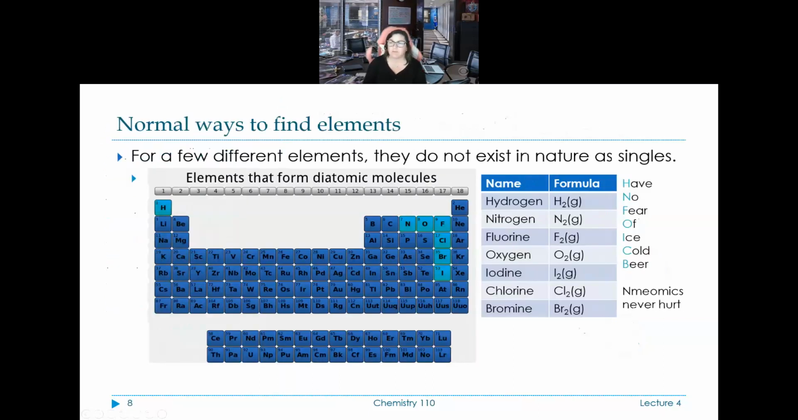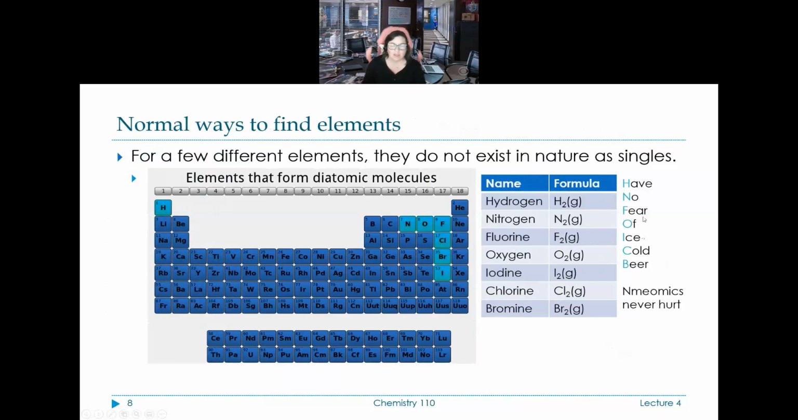Let's talk about this. We need to talk a little bit about how we normally find elements before we continue, because in order to write these balanced equations, we need to know what state some of these things are in. There are a couple of them we really need to know about: nitrogen, oxygen, fluorine, chlorine, bromine, and iodine. We can list them as hydrogen, nitrogen, fluorine, oxygen, iodine, chlorine, and bromine. Have no fear of ice-cold beer.